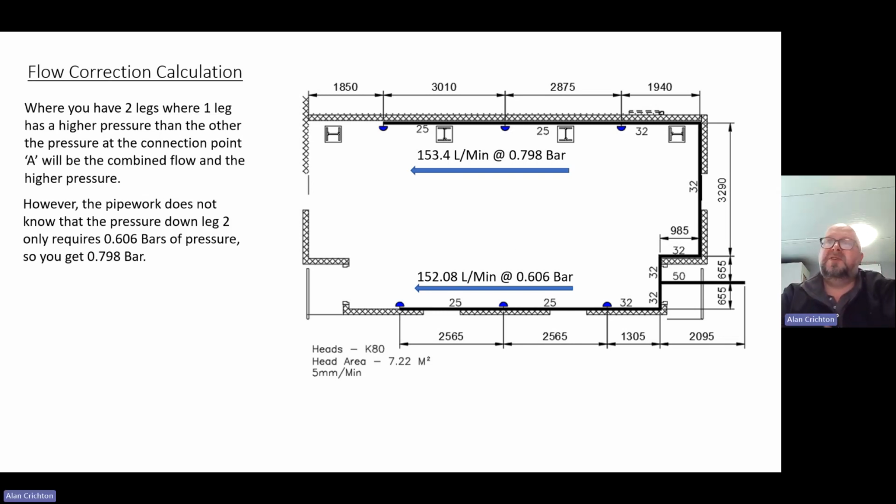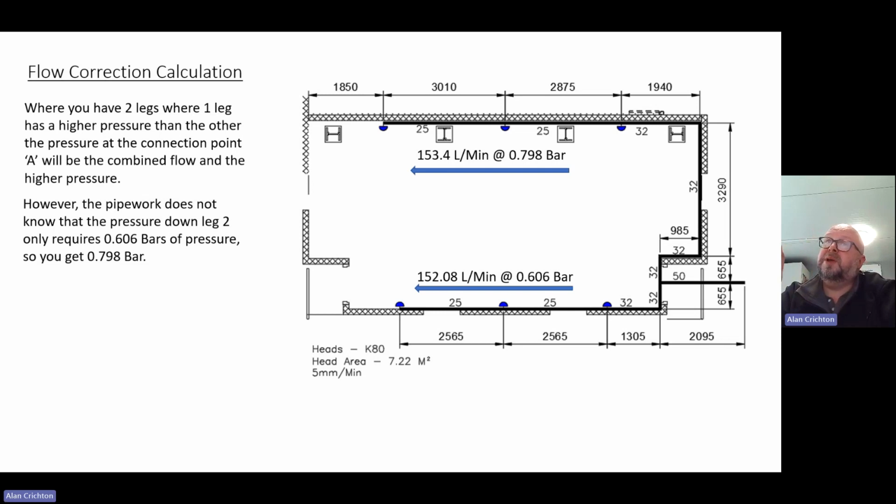pipework's not intelligent enough to send X amount of pressure one way and Y amount of pressure the other way. So what happens is that the higher pressure, which is feeding the north leg of the pipe, will also feed the south leg of the pipe. So instead of us requiring 0.606, we're getting 0.798 coming the south leg.